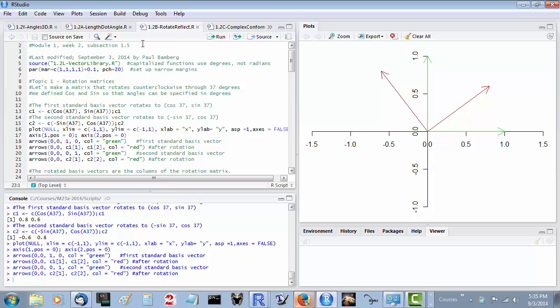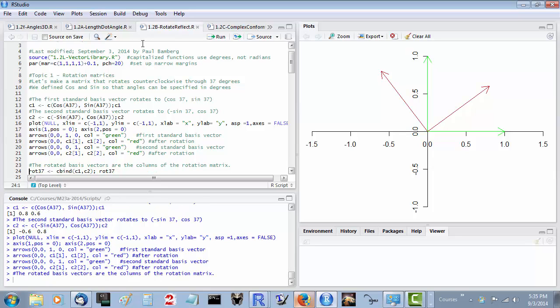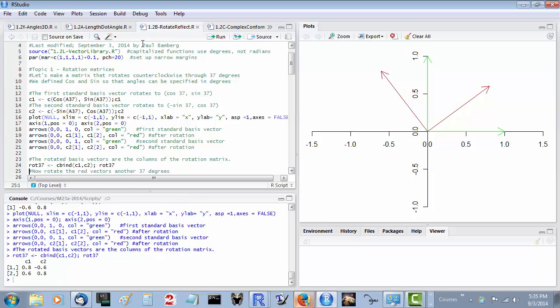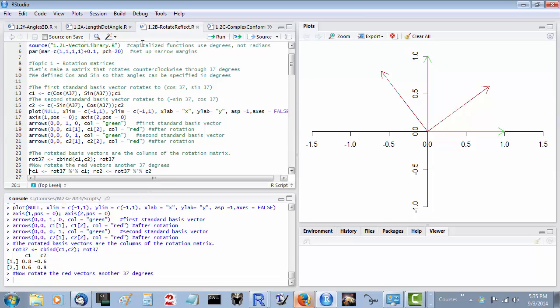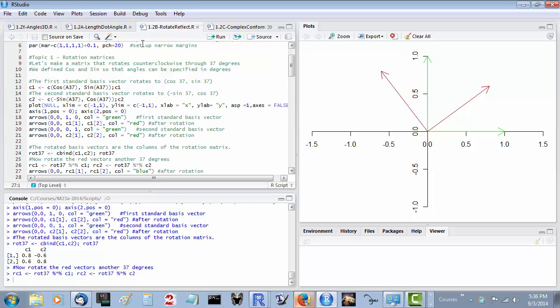Clearly we figured out how to rotate the two standard basis vectors counterclockwise through 37 degrees, and once we know what a linear transformation does to the standard basis vectors, we know everything. We just bind those together into a matrix, and the matrix ROT37 will rotate any vector through 37 degrees. Let's try this out by taking our vectors C1 and C2, the red vectors, and rotating them through another 37 degrees to get RC1 and RC2.